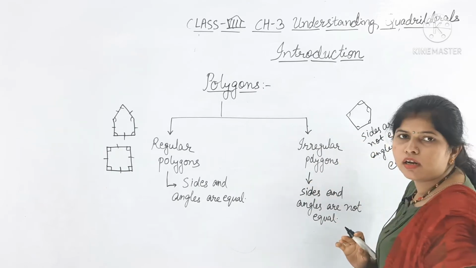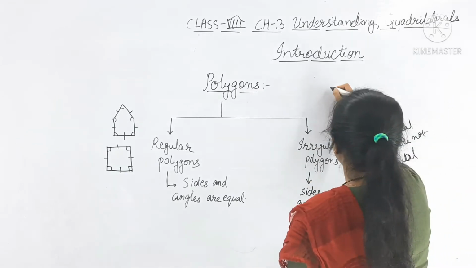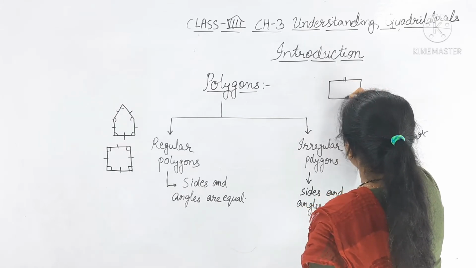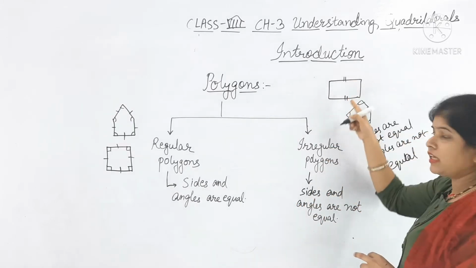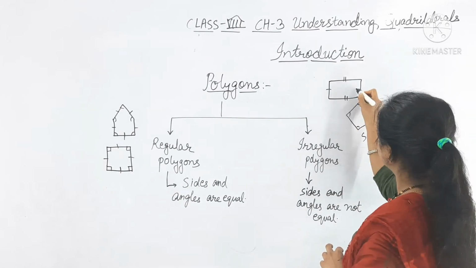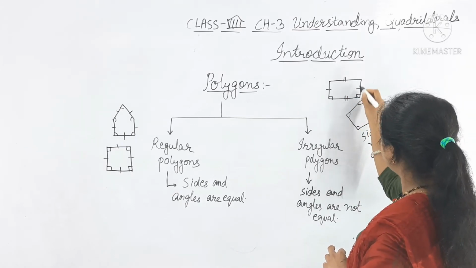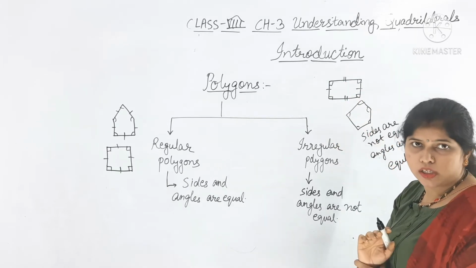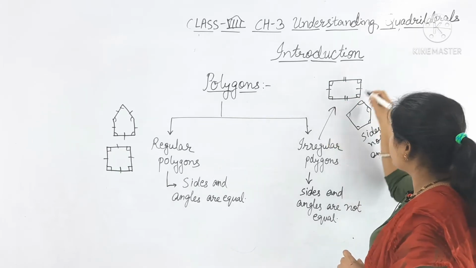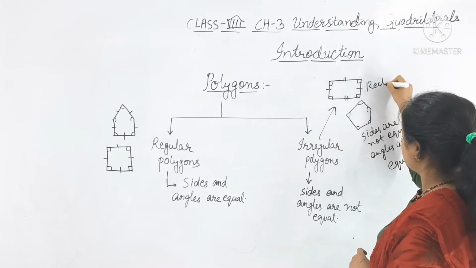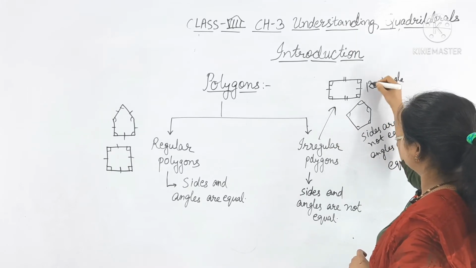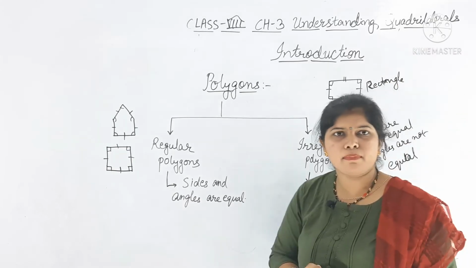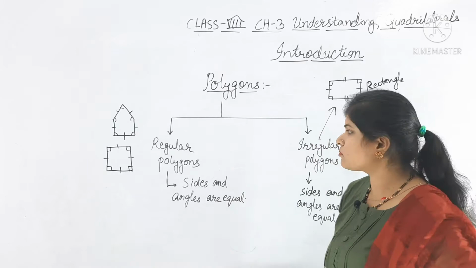This is an irregular polygon. You can see this one, that is a rectangle. We have parallel equal sides. We have 90 degrees in all four angles. Angles are equal but sides are not equal, so it is an irregular polygon. This is the rectangle. Like this we will discuss some of the examples in the next point.